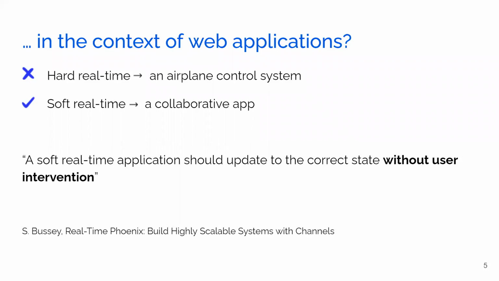Collaborative apps are a good example. You can think of a collaborative text editor, such as Google Docs, a discussion forum like Slack, or a shared calendar. The idea here is that the real-time application should update to the correct state without user intervention. These are the type of applications we had in mind while building River.